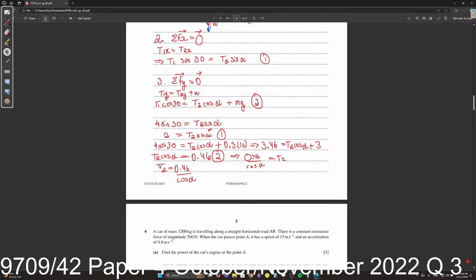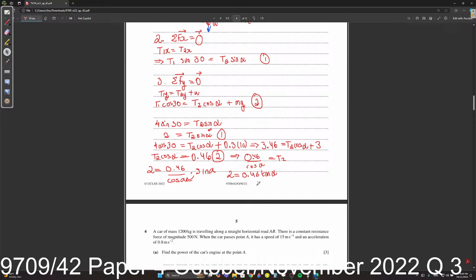Let me erase this here. So here instead of T2, what am I going to substitute? 0.46 over cosine alpha. So 2 is equal to 0.46 over cosine alpha times sine alpha. You guys know sine alpha over cosine alpha, what is it? It's tan alpha. So 2 is equal to 0.46 tan alpha.